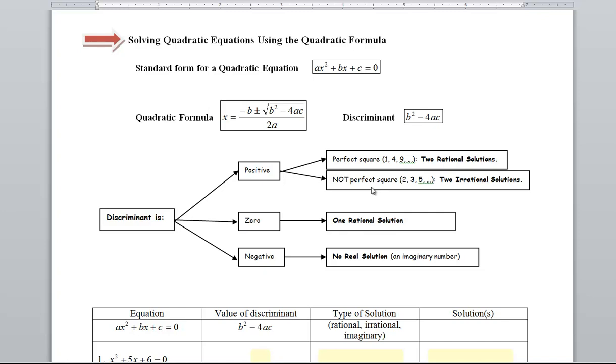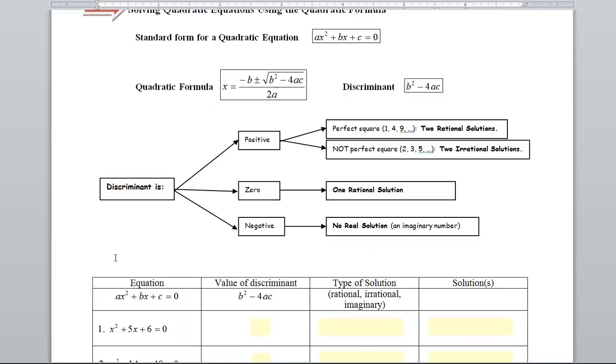Now if it's not a perfect square, then I've got two irrational, which means not rational solutions. There's no way I can write the value as a fraction that will give me that exact answer back once I apply the radical. Okay? Now if my discriminant is 0, I have one rational solution because 0 is a perfect square. If my discriminant is negative, I have no real solutions. It is an imaginary number, but we're just going to say no real solution in this class. Alright, let me keep on going.